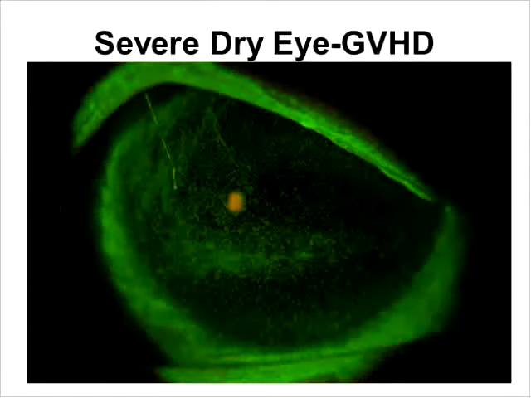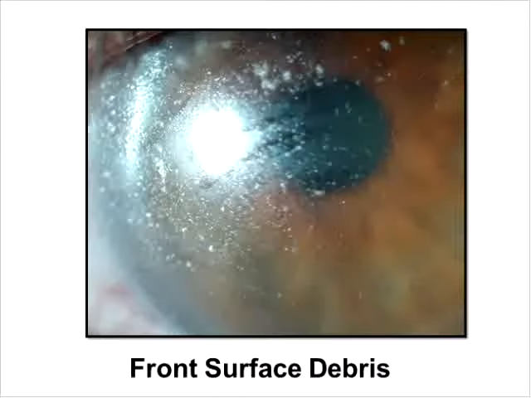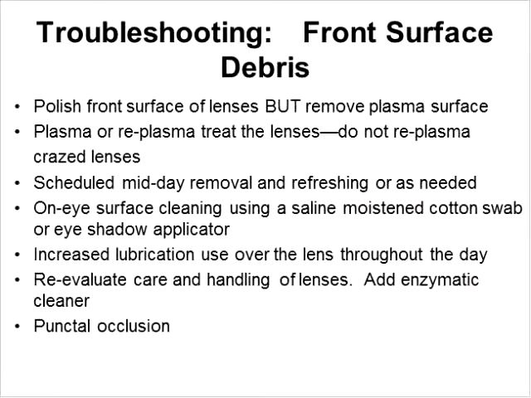And then with severe ocular dryness, in the cases of Sjogren's and graft versus host, you have overall dense staining, and also this filamentary mucus that's going to accumulate on the front surface of the lens. And again, this isn't any surprise. You'll have this diffuse staining pattern. So let's discuss front surface debris and how to manage it.